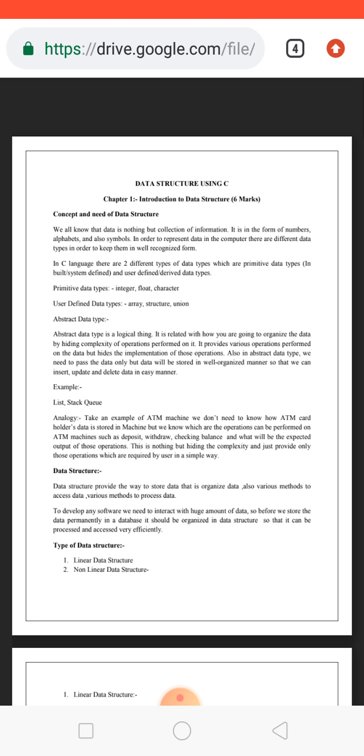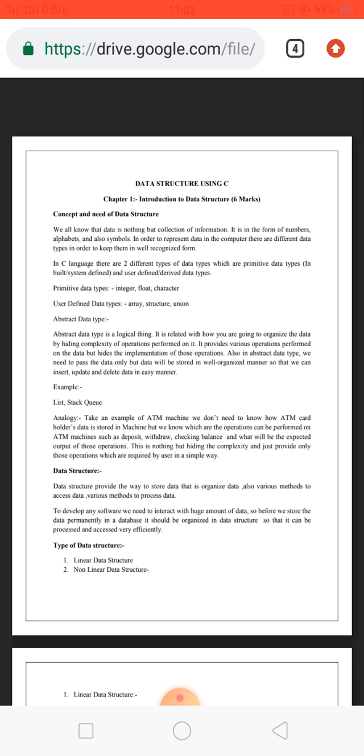So one term you may get to read: what is that? Abstract data type. You know what is data type, but what is abstract data type? Whenever you get the word abstract, you must realize that it is a logical thing. Abstract means logical thing. It is not a physical thing. So abstract data type is nothing but the way you can store the data so that the user only knows how to retrieve data and what are the different operations available for the user.